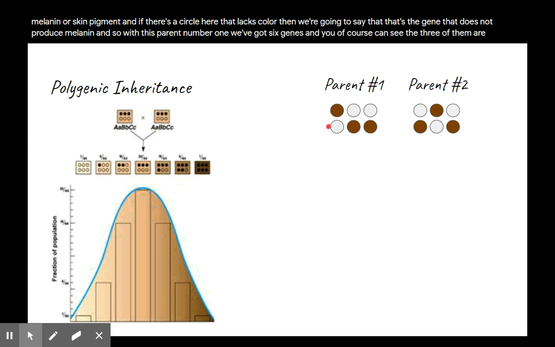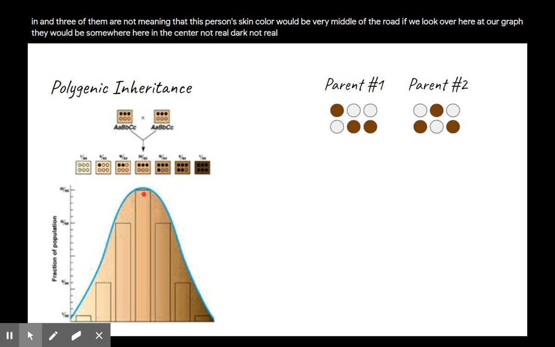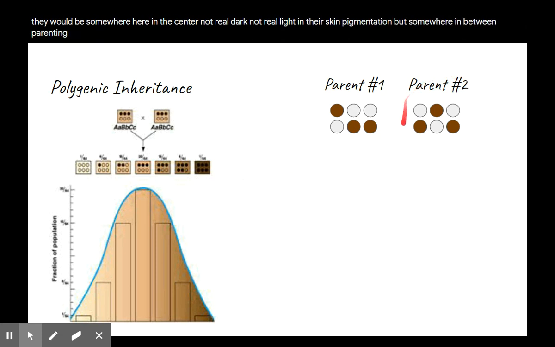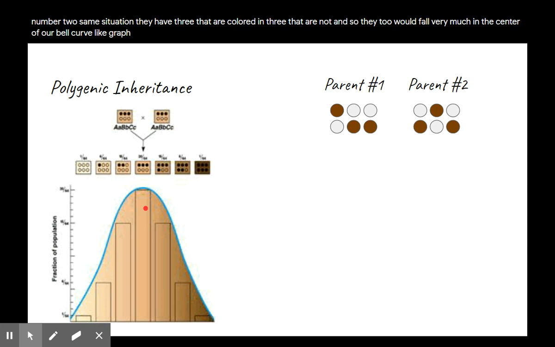And so with this parent number 1, we've got 6 genes, and you can see that 3 of them are colored in and 3 of them are not, meaning that this person's skin color would be very middle of the road. If we looked over here at our graph, they would be somewhere here in the center. Not real dark, not real light in their skin pigmentation, but somewhere in between. Parent number 2, same situation. They have 3 that are colored in, 3 that are not. And so they too would fall very much in the center of our bell curve-like graph that you see in the lower left-hand corner. But let's think about what would happen if those 2 parents had a child.